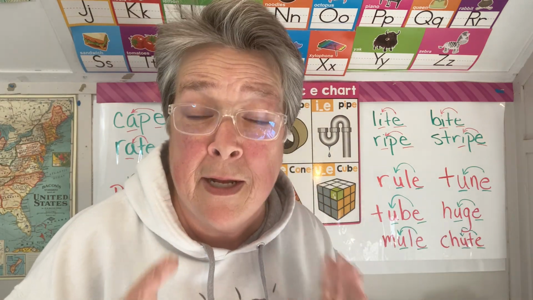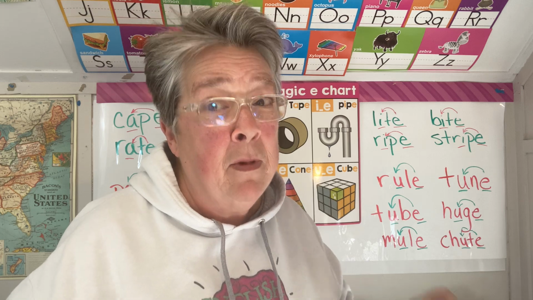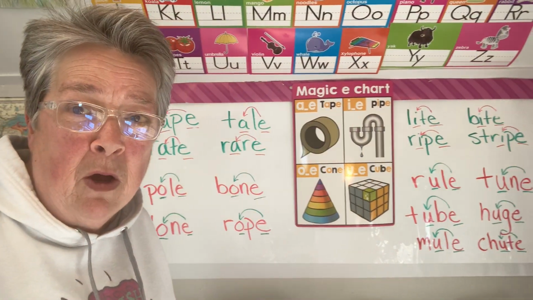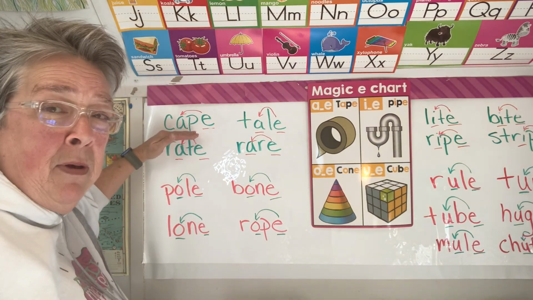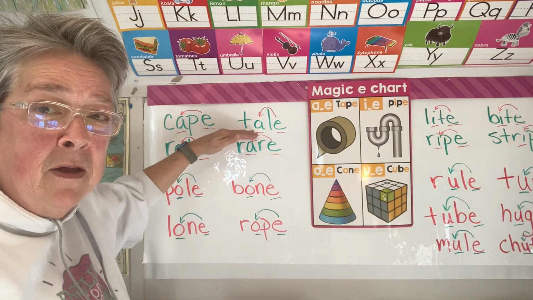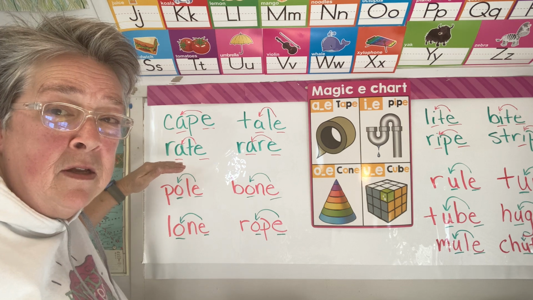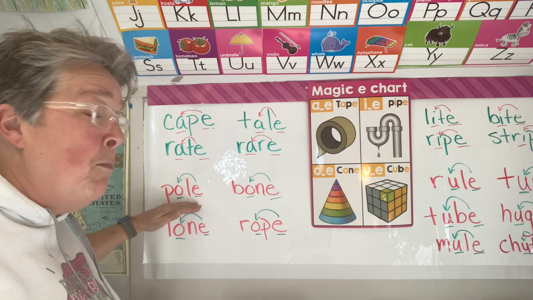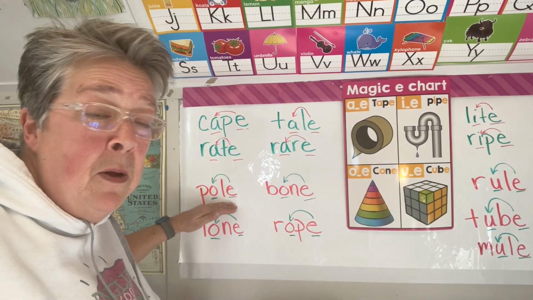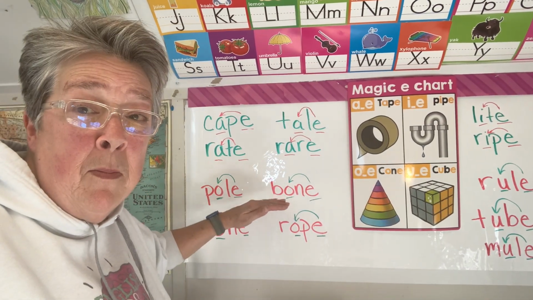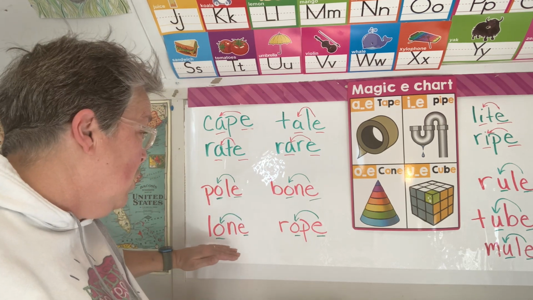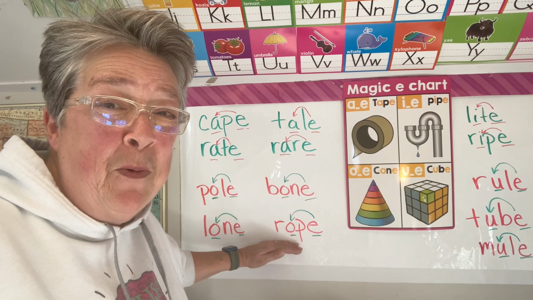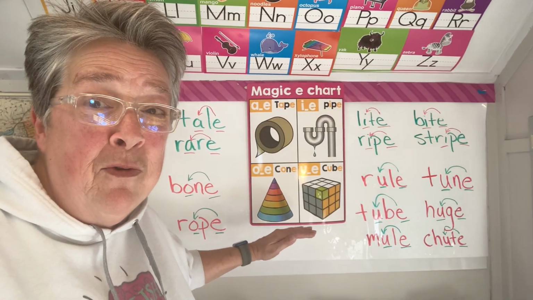We're going to do the magic E words, just some, to help you practice, okay? Let's go quick. Here we go. Cape, tail, rate, rare, pole, bone, lone, rope. Let's go over here.